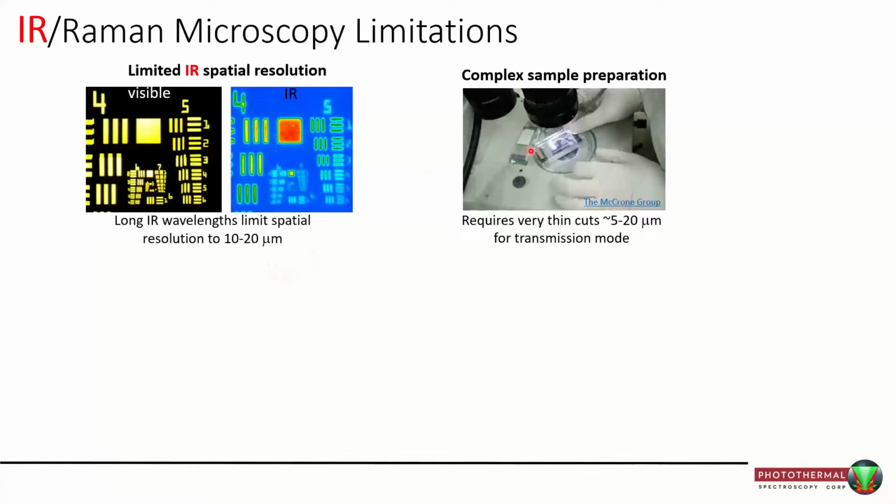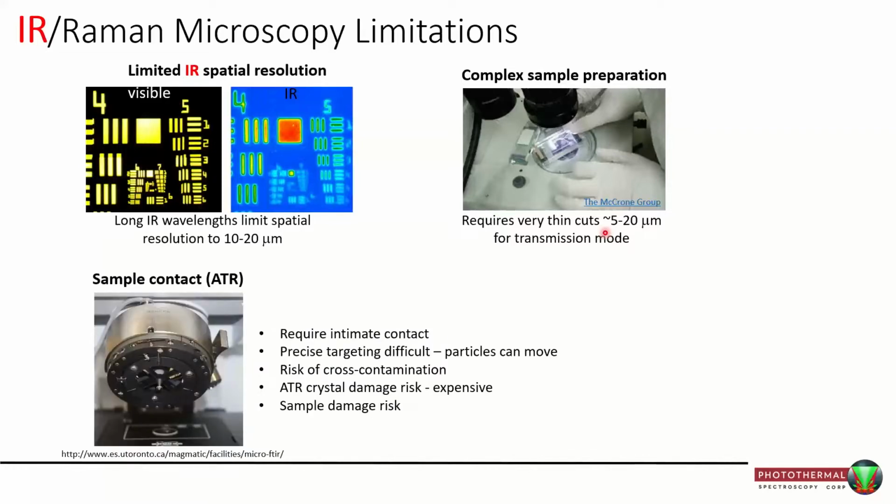Often also the best quality spectra is obtained in transmission mode. So again, I'm talking here in terms of traditional IR. So this requires thin cuts, which might be fine for some things, but for many samples, cutting them to 5 to 20 microns or thereabouts can be difficult to impossible. Some of that can be mitigated with the use of an ATR tip as an accessory, but this requires intimate contact. Precise targeting can be difficult. There's risk of cross-contamination. You can damage the crystal. You can damage the sample.